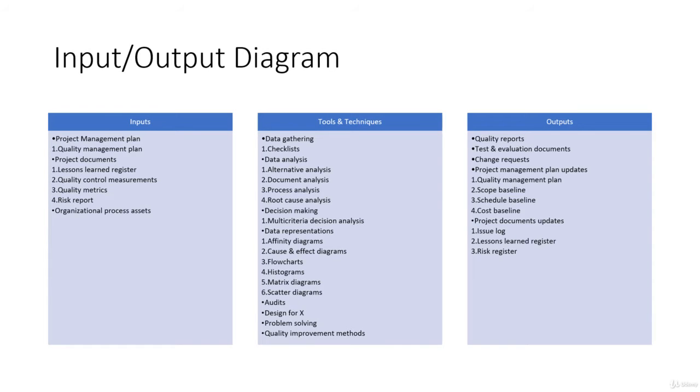For input, we have the project management plan, which is the quality management plan. For project documents, we have lessons learned register, quality control measurements, quality metrics, risk report, organizational process assets. For tools and techniques, we have data gathering. For data gathering, we have checklist. And checklist may sound like a very basic document, but it is very important.